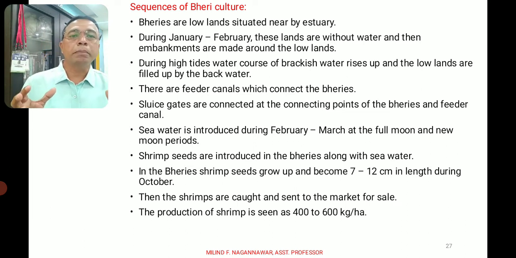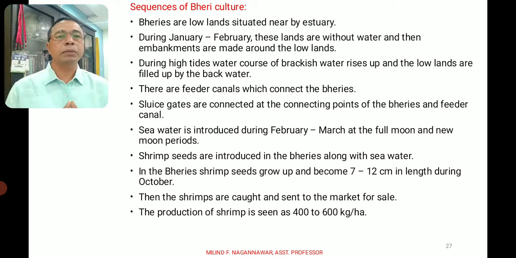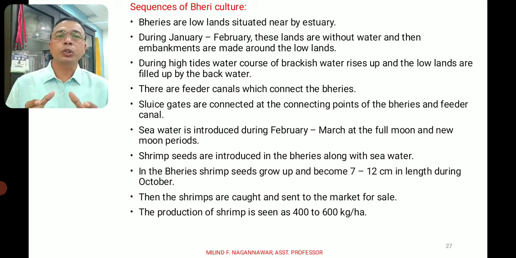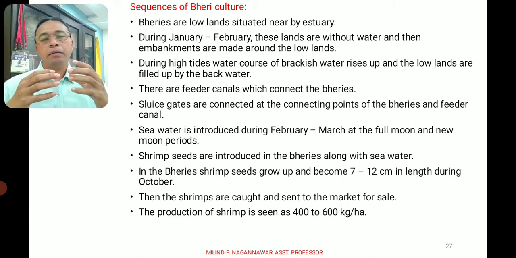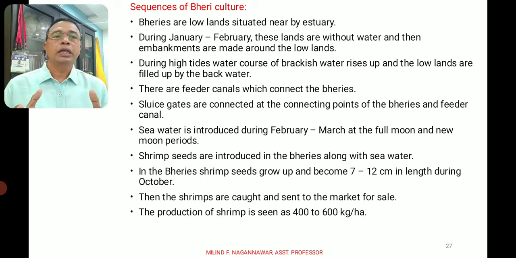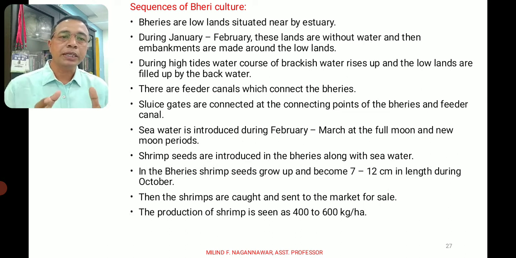These are then cultured, and up to the month of October they grow up to marketable sizes, that is 7 to 12 centimeters in length. Once they grow to marketable size, they are harvested. The shrimps are caught and sent to the market for sale. The production of shrimp is seen as 400 to 600 kgs per hectare.